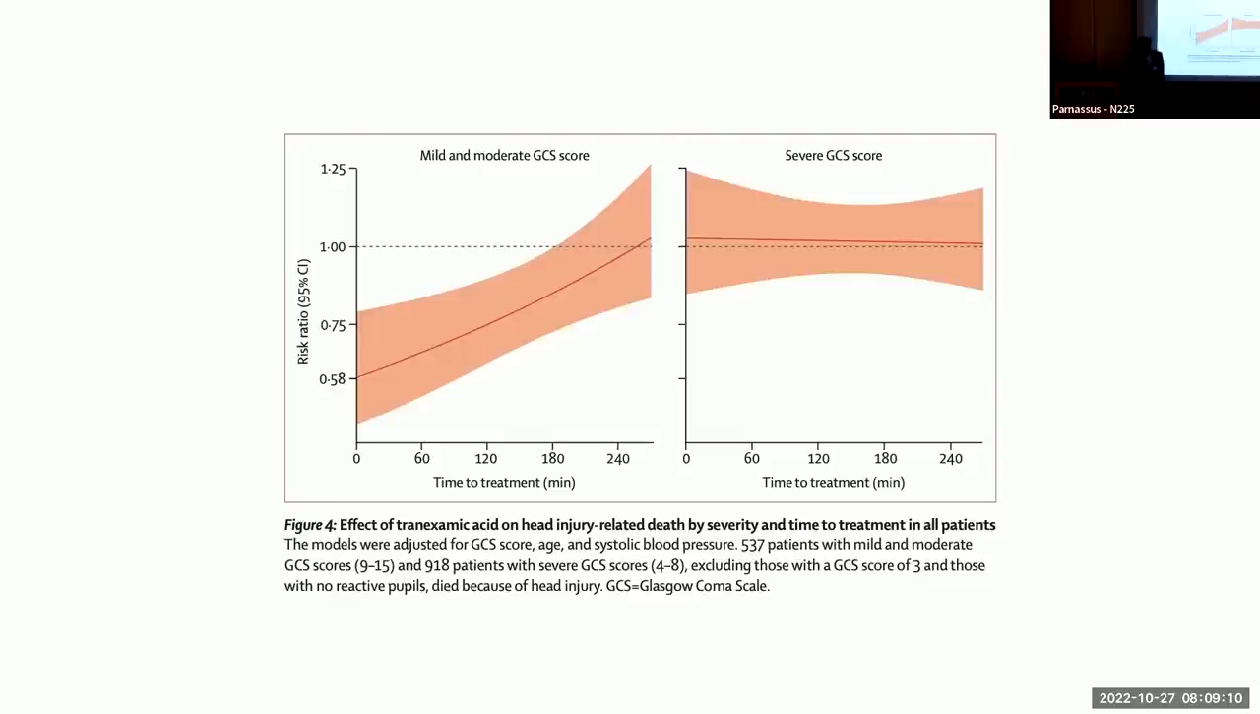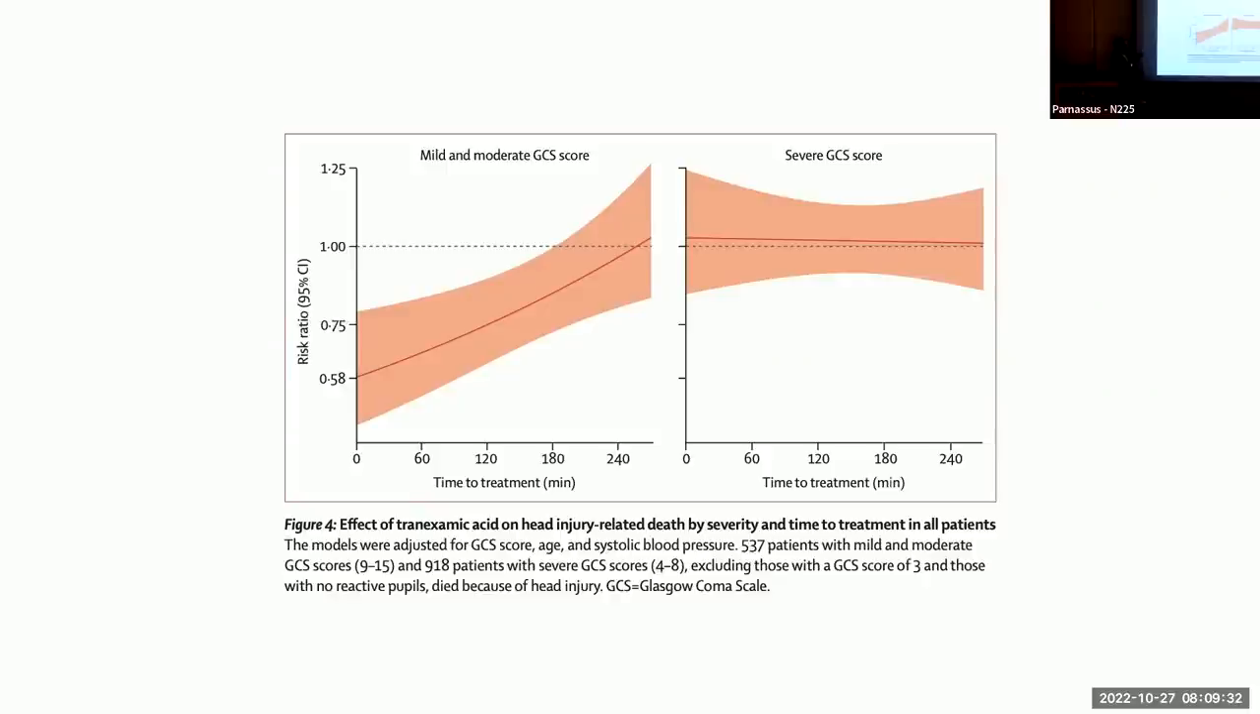So people on the control arm are getting a placebo bag, so then you can match people, even in a model, who got it 45 minutes later, 50 minutes later, 60 minutes later. And they're saying that if you come in with severe GCS, it looks like there's no signal at all. But for mild and moderate GCS, they're making the argument that there is a benefit, but only if you get it early. Okay, what caught my eye here is a couple of things.